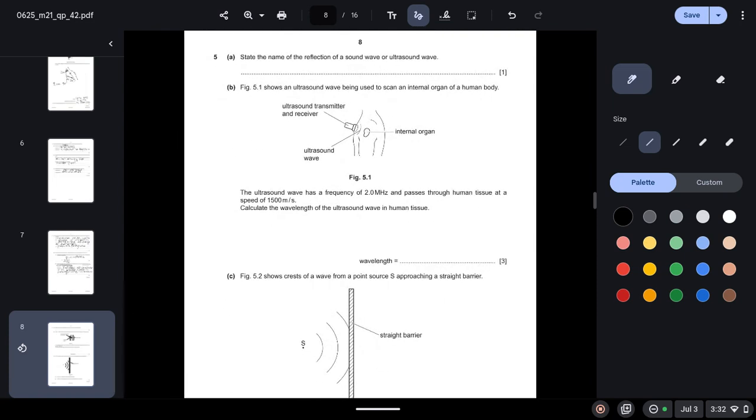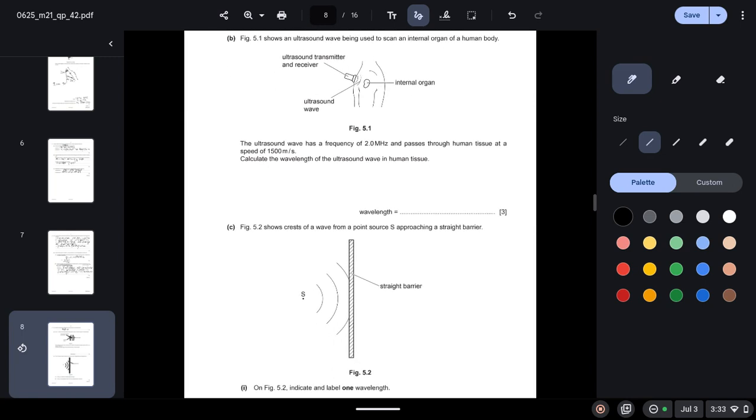Question 5. State the name of the reflection of a sound wave or ultrasound wave. So this reflection phenomenon is called echo. Figure 5.1 shows an ultrasound wave being used to scan an internal organ of a human body. The ultrasound wave has a frequency of 2 megahertz and passes through human tissue at a speed of 1500 meters per second. Calculate the wavelength of the ultrasound wave in human tissue.